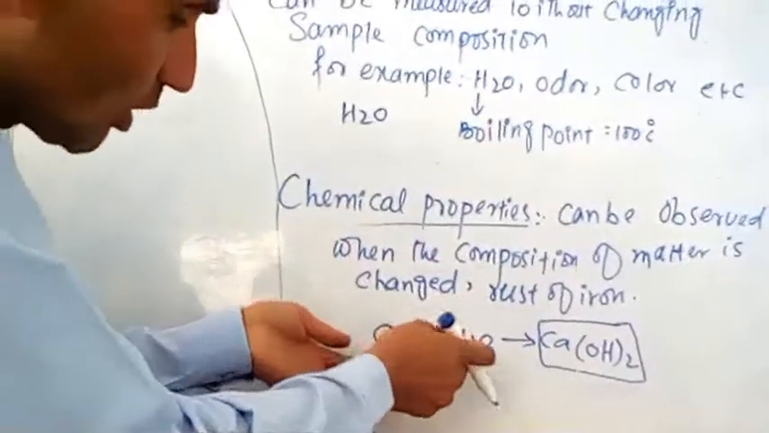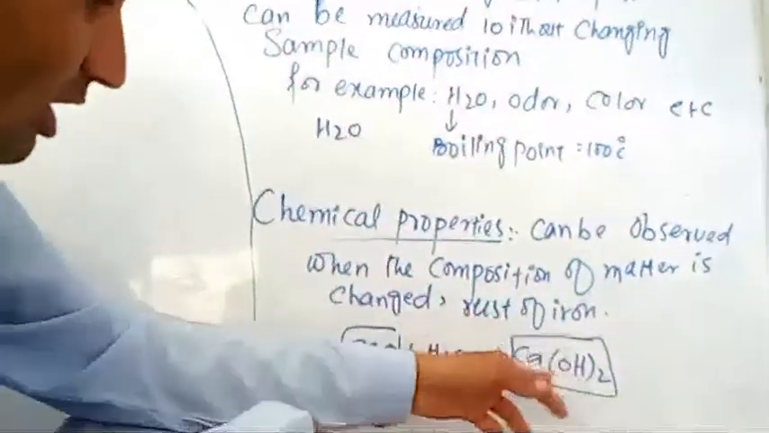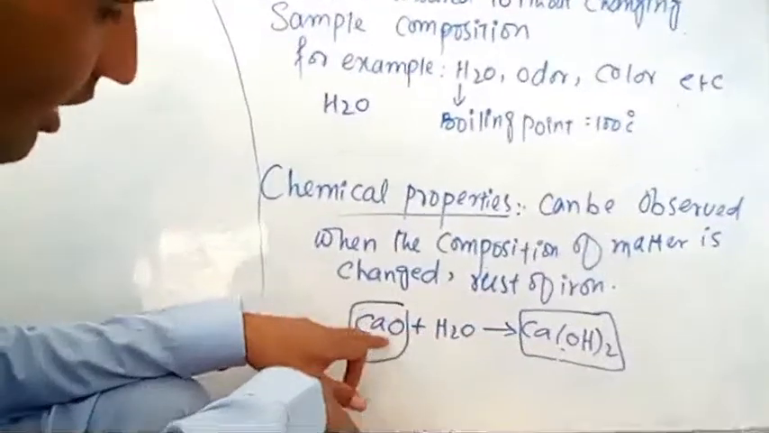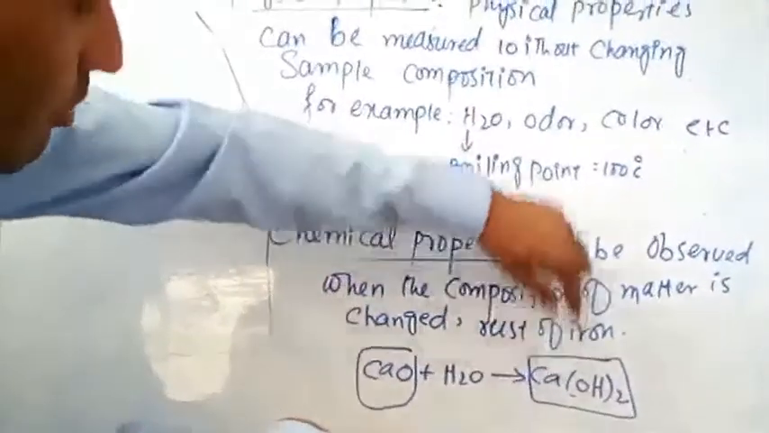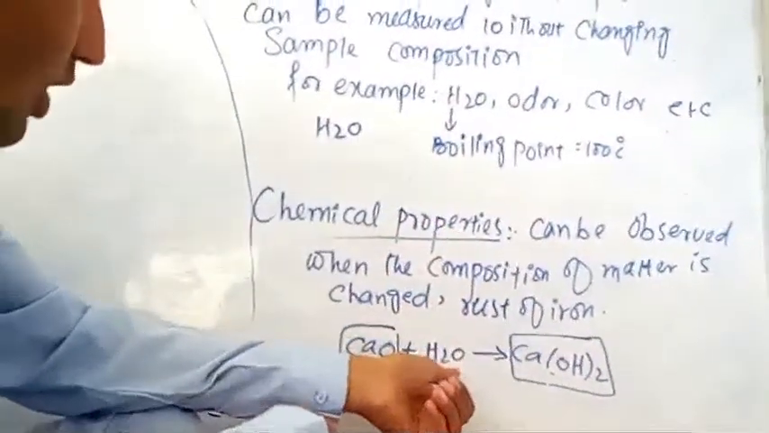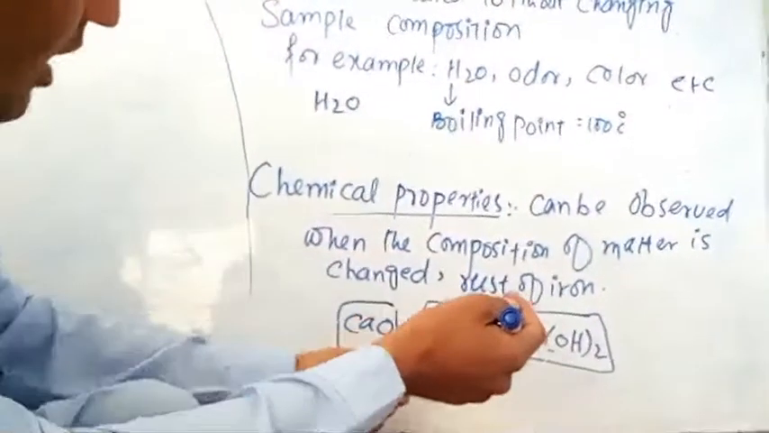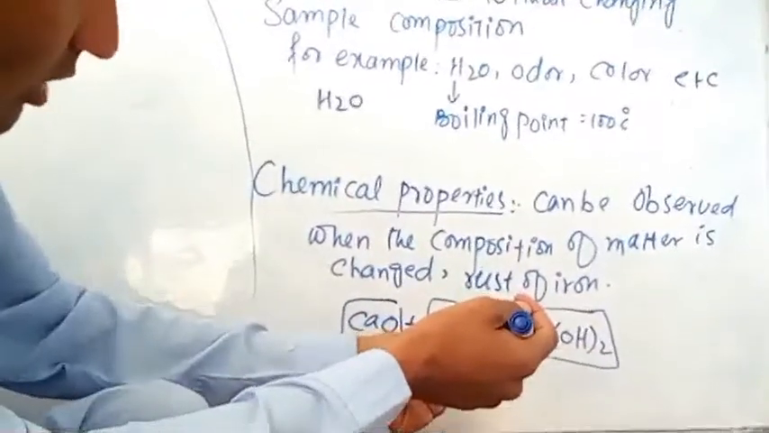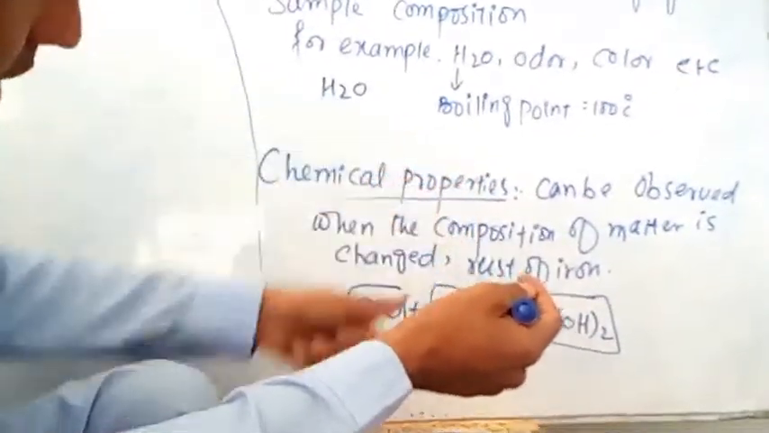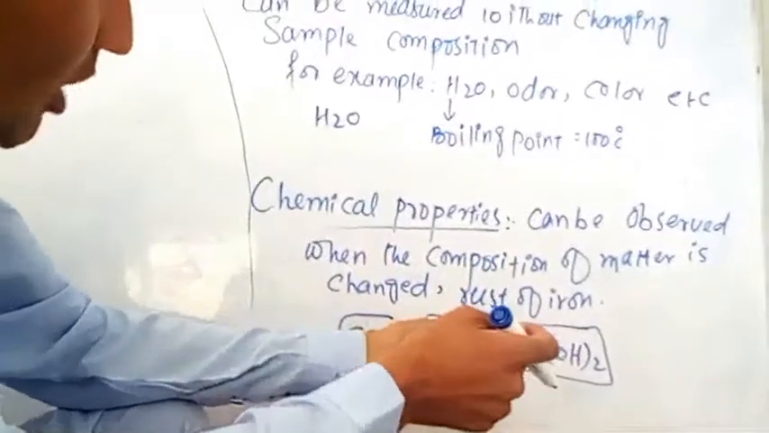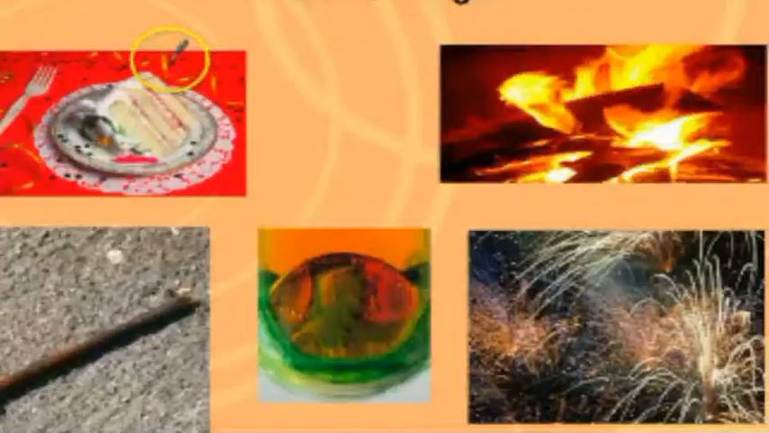When the calcium oxide reacts with water, its composition has been changed. It means this time calcium oxide is not calcium oxide, but calcium hydroxide. Calcium oxide composition has been changed to calcium hydroxide. This time we have found the chemical property of calcium oxide, or the chemical property of water, that water can form calcium hydroxide with calcium oxide. Water can form calcium hydroxide when water combines with calcium oxide. So this property can be found using a chemical reaction. If the substance reacts with another substance, then this property can be found.